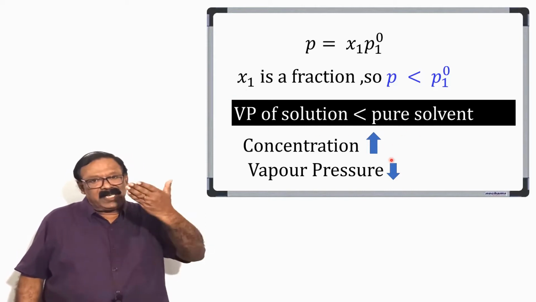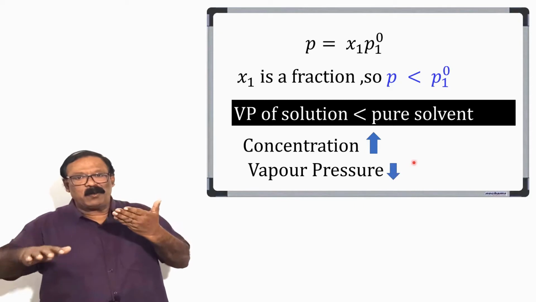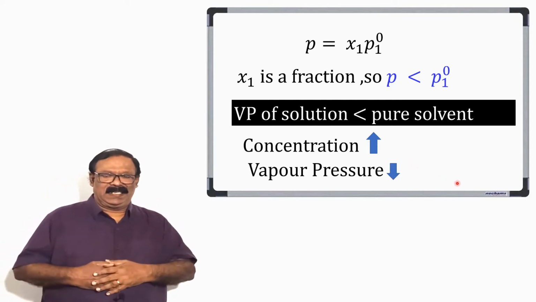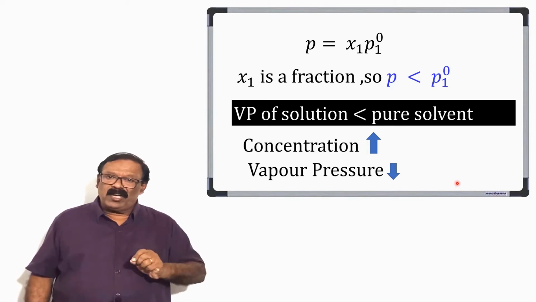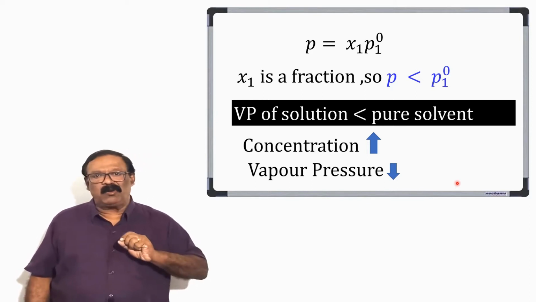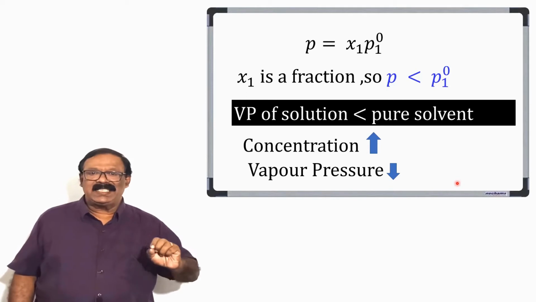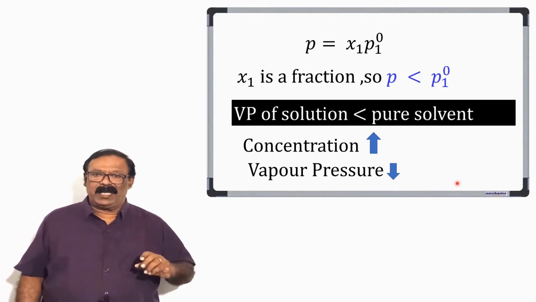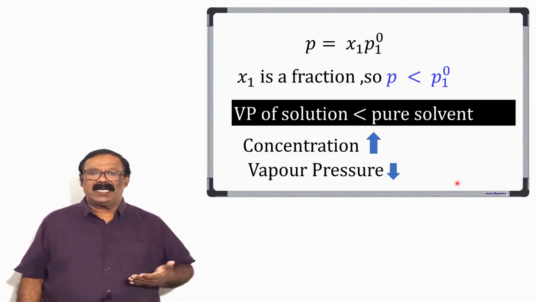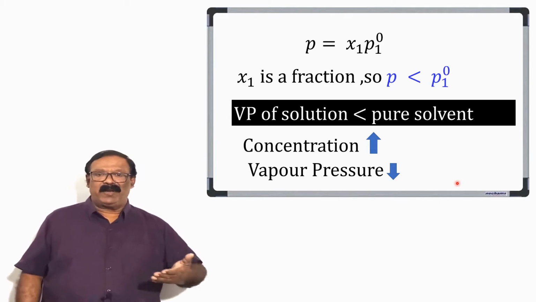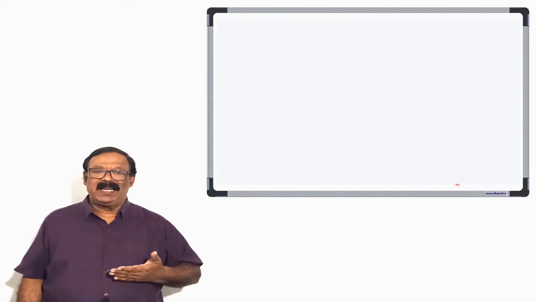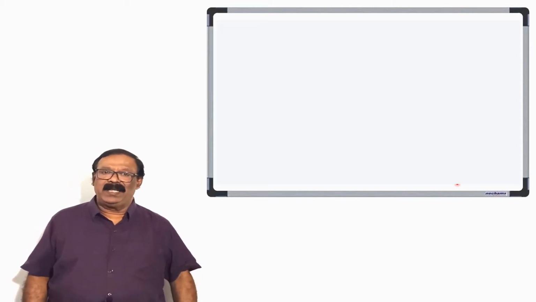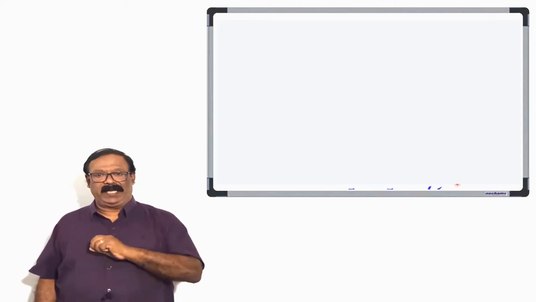When concentration increases, vapor pressure goes on decreasing. So, addition of a non-volatile solute to a solvent brings changes in the vapor pressure and also properties associated with vapor pressure. These properties we are studying under a new heading, namely the colligative properties.